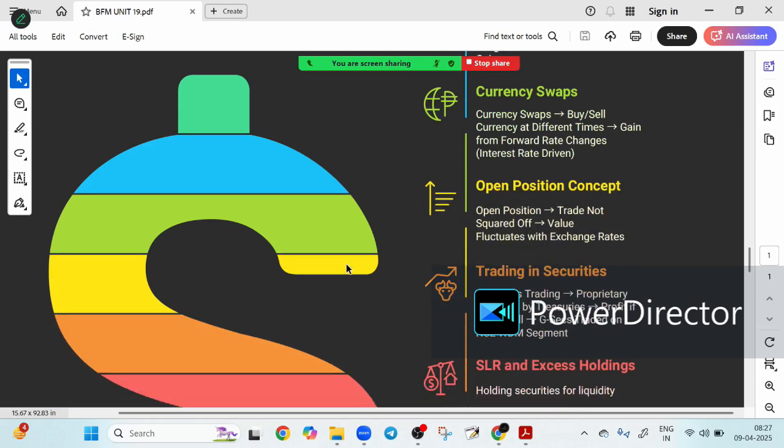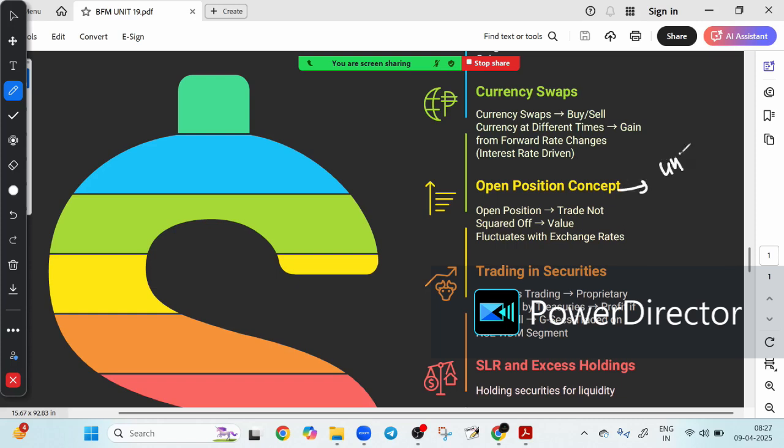Then we have the open position concept. What is the meaning of open position? An open position means an unfinished trade. Why is it called open? Because it is a trade that is not fully squared off. The value fluctuates with exchange rate movement, and it is tracked carefully to manage exposure and to avoid risk. That is the concept of an open position, meaning the trade has not been fully squared off.